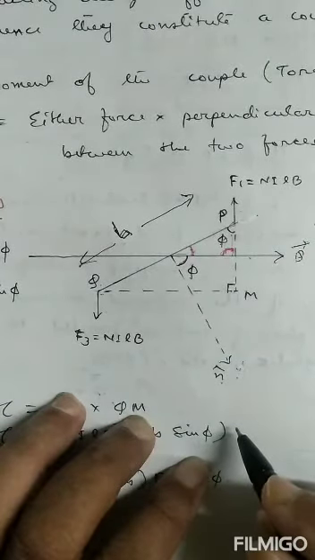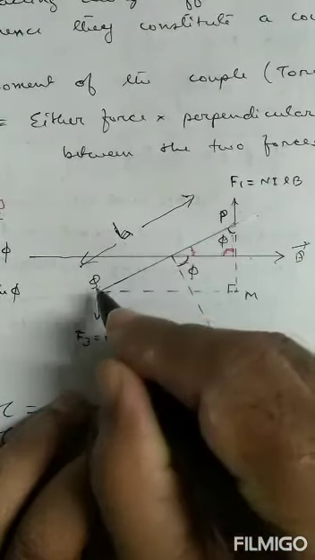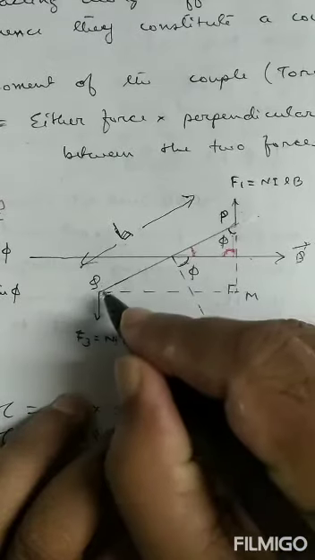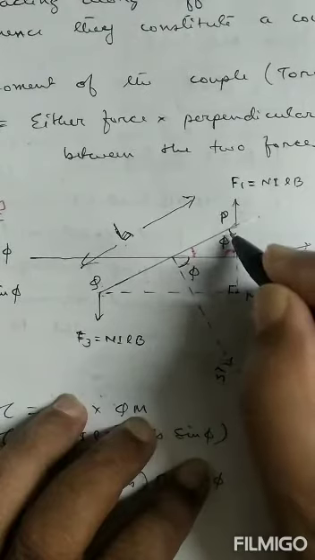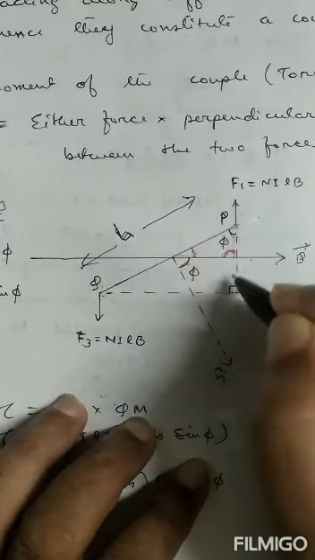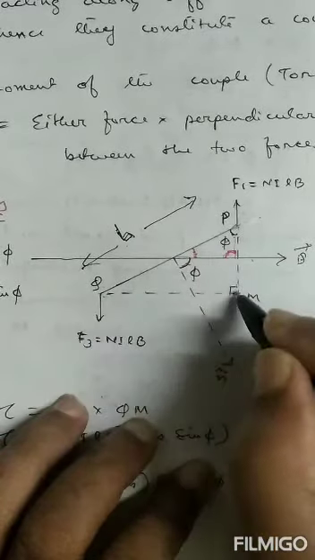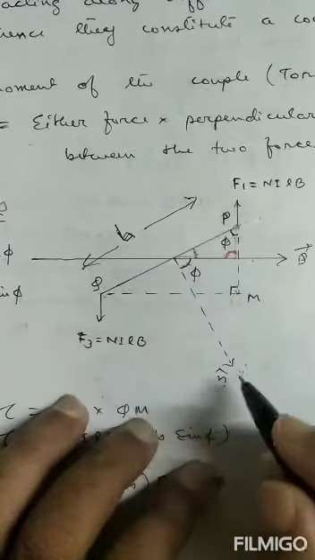Now, if this angle is phi, this angle is phi. We have to calculate QM from which triangle? From right angle triangle QPM. So if I consider this angle phi, QM will be perpendicular, PM will be base, and PQ will be the hypotenuse.